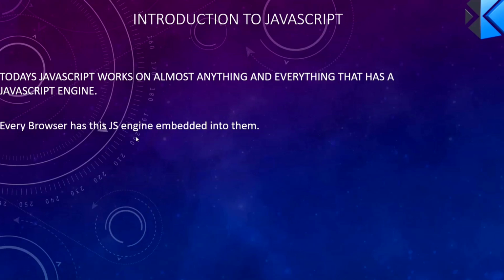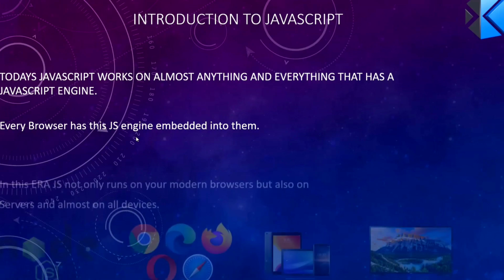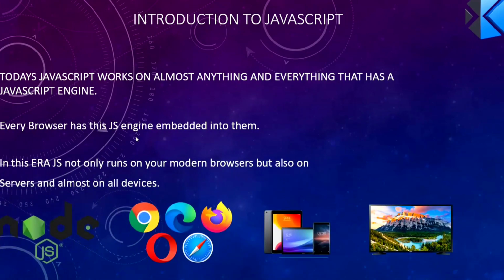So yep, every browser has this JavaScript engine embedded into it. In this era, JavaScript not only runs in your modern browsers but also on servers and almost on all devices. The perfect example for this would be Node.js. Node.js works as a front end as well as a back end engine. So Node.js itself is a client side system as well as a server side system. It usually behaves as a server.